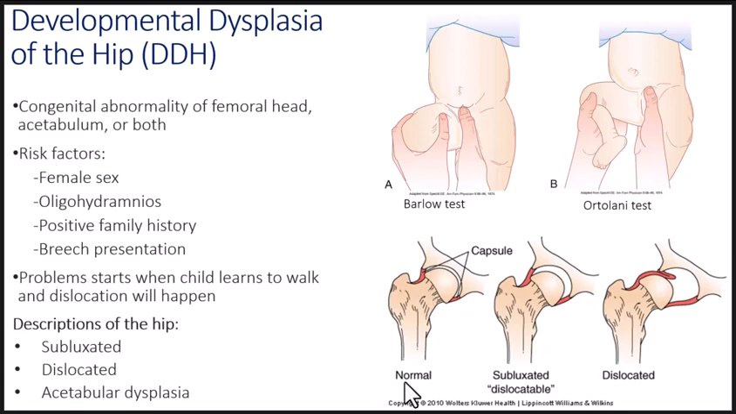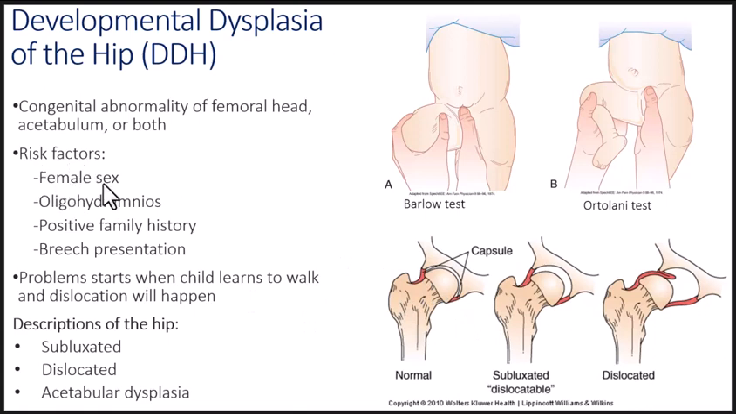So let's look at this normal image here. Here's the femur. This is the proximal end of the femur. This is the femoral head, which forms a joint with the acetabulum of the pelvis. And so that's the hip joint. Those with developmental dysplasia of the hip can have either an abnormality with the femoral head, with the acetabulum, or with both. And this abnormality can cause the hip to not have its normal range of motion and stability.